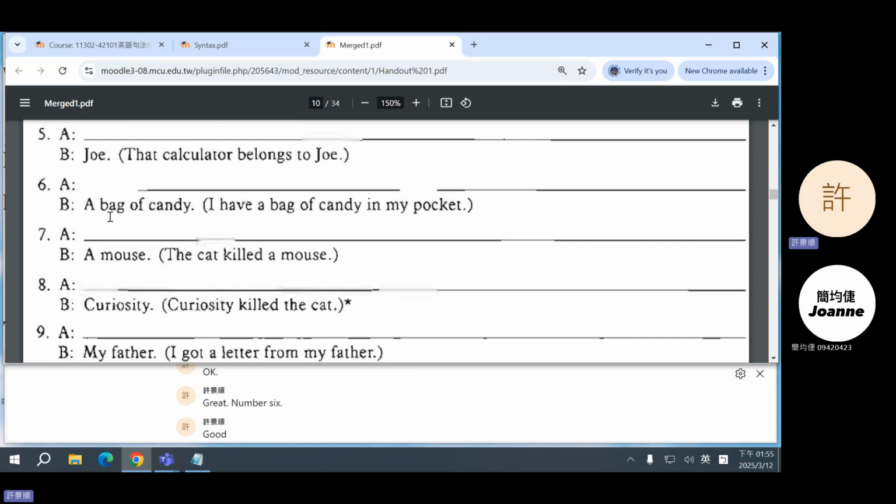Good. It's asking for a thing. So "what", present tense, "do". "I" becomes "you", and then the verb is "have", "in", and then "my" becomes "your pocket". So, what do you have in your pocket? Good job. Number 7.